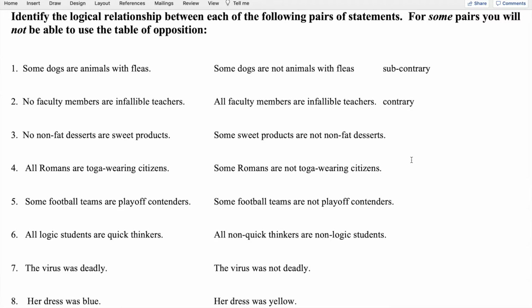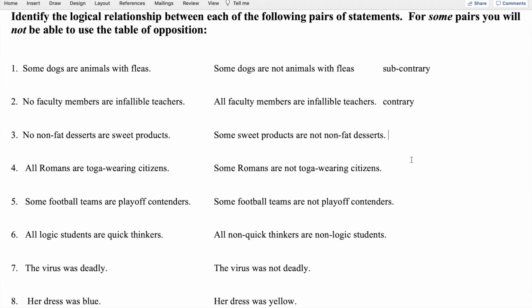Number three, no non-fat desserts are sweet products. Some sweet products are not non-fat desserts. So in this case, we have a universal negative and then a particular negative. And the same terms are present, but you'll notice they're in a different position, subject and predicate, in the second statement.